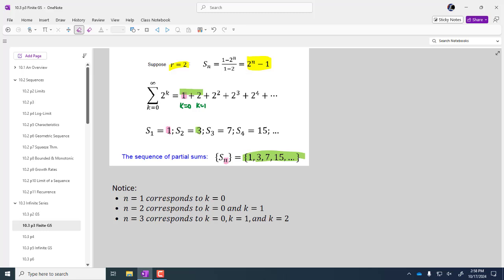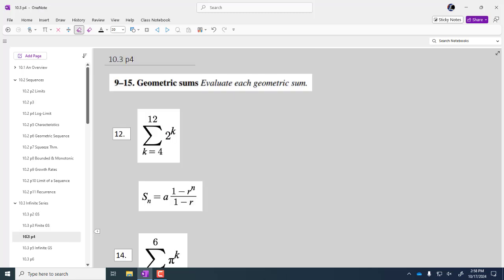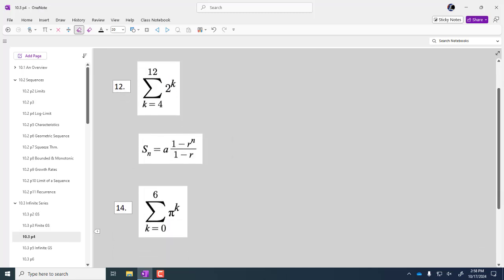So we just have to be careful with indices. Indices can get super complicated when we're talking with series. All right, let's go ahead and take our break, and then we will do some examples of all these geometric series.